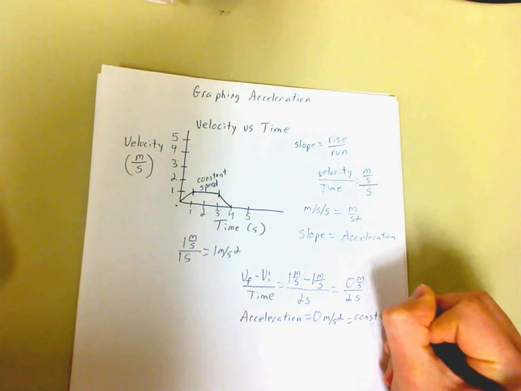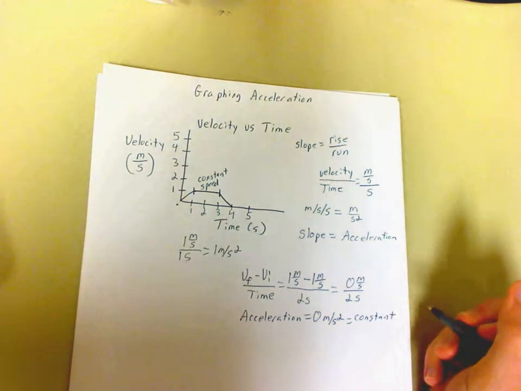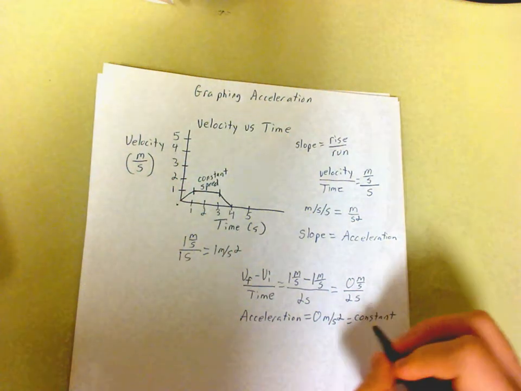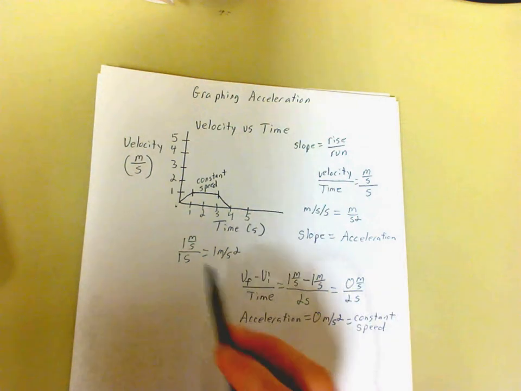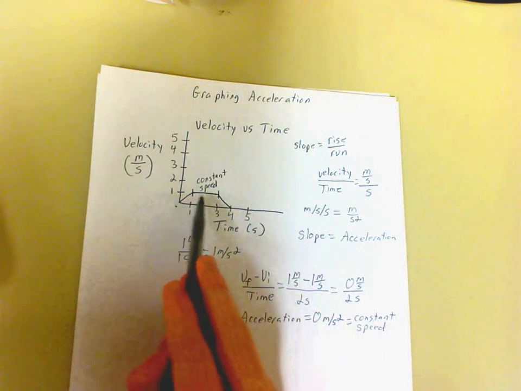Alright? Because if you're not accelerating, you're not having a rate of change. So this just stays constant. And you see that by the horizontal line. It just stays straight across.